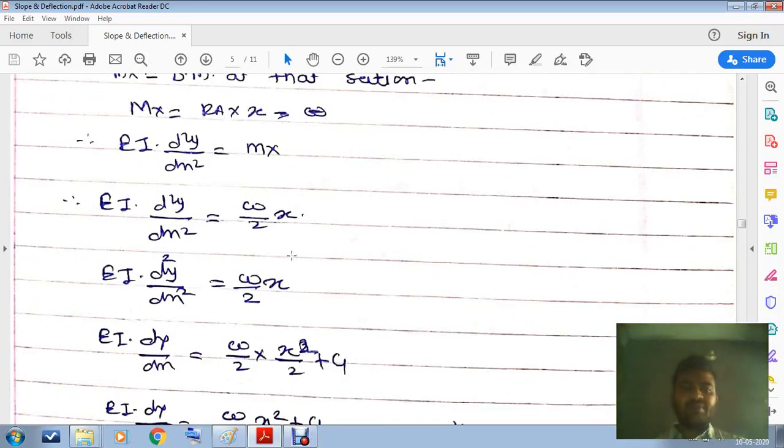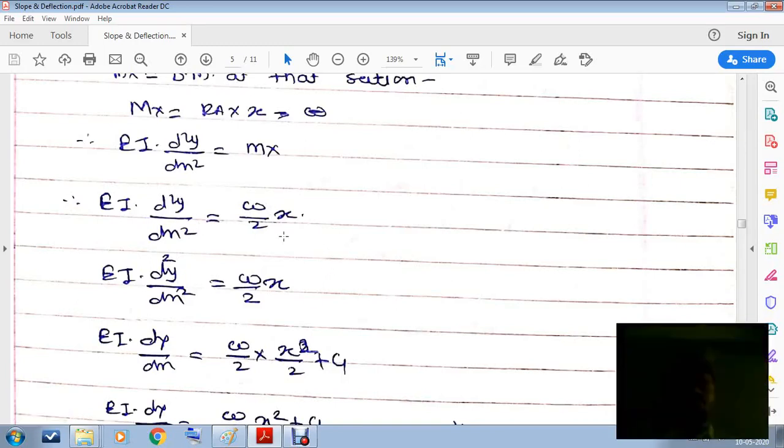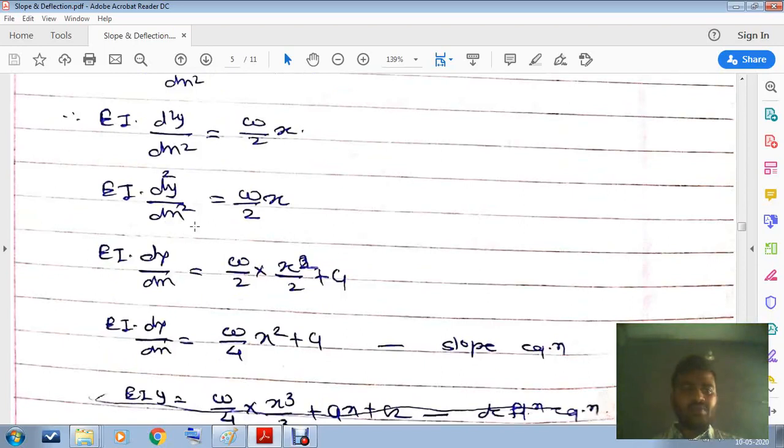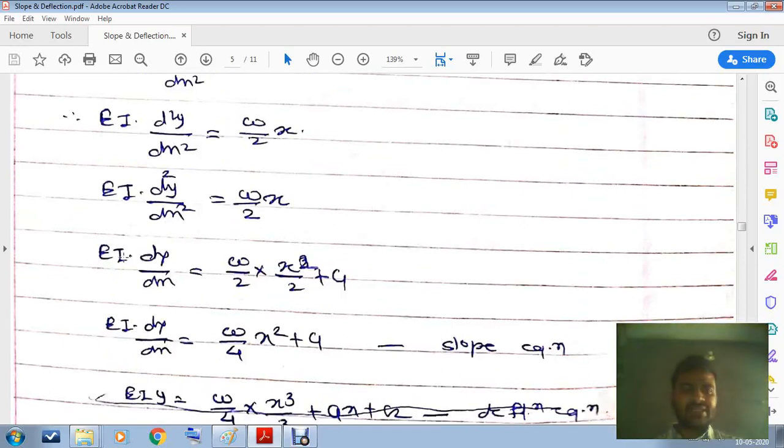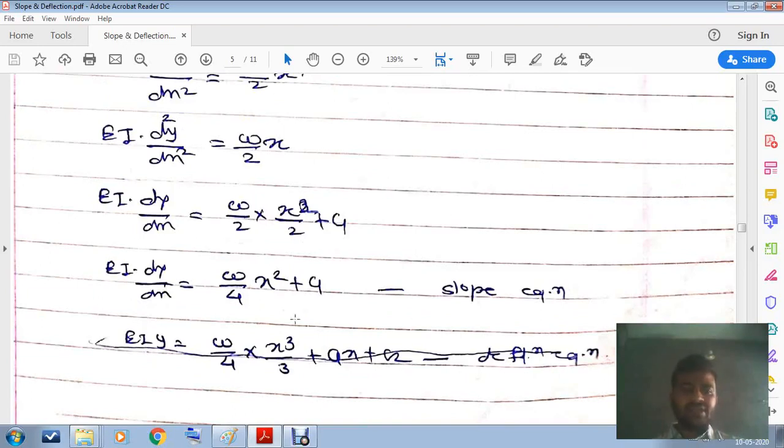Now this will be my main governing equation. For this governing equation, let us integrate it first. After integrating it, I can write EI dy by dx is equal to W by 2 into x square by 2, that is integration of x, plus c1, which is the constant. Now this equation I am calling the slope equation.